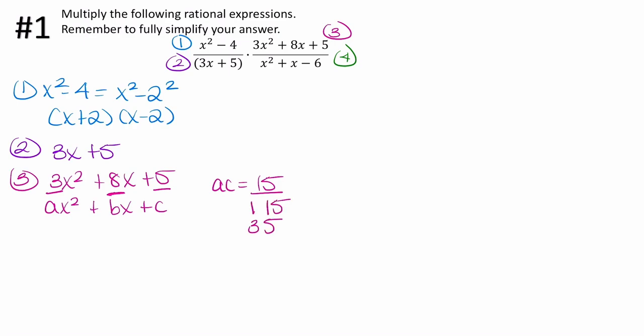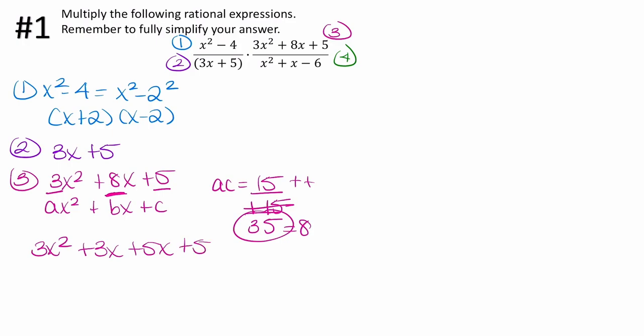We don't need to change the signs because AC is positive, right? So we're going to have either 2 positive or 2 negative. B is positive, so we're just going to have everything be positive. 1 plus 15 is equal to 16, so that doesn't work. 3 plus 5 is equal to 8, so that is the correct combination. So we're going to go ahead and expand this. So we have 3x squared plus 3x plus 5x plus 5.